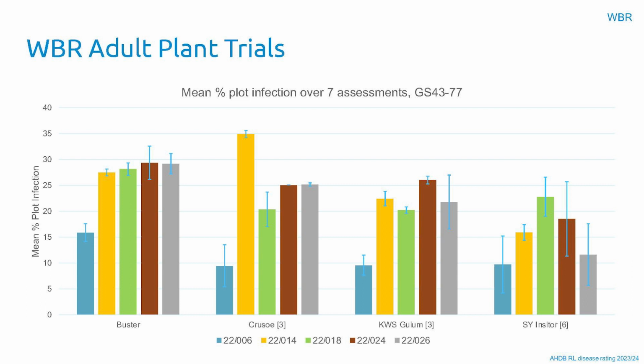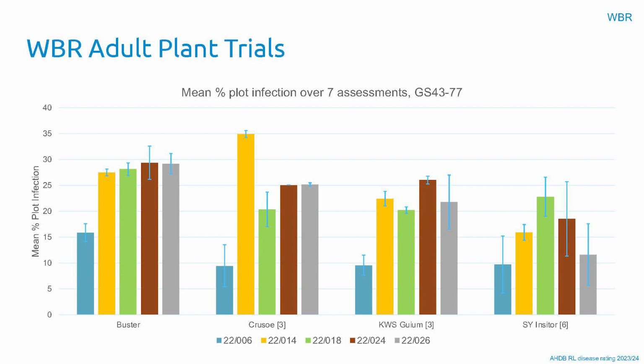So Crusoe, with a rating of 3, was our most susceptible RL variety in our brown rust trials. You can see it did have higher levels of infection with isolate 22014. Kedewasquium, again another one rated 3, was susceptible with all 5 trials. And last on the list is SY in situ, rated 6, and again had infection with all 5 trials.